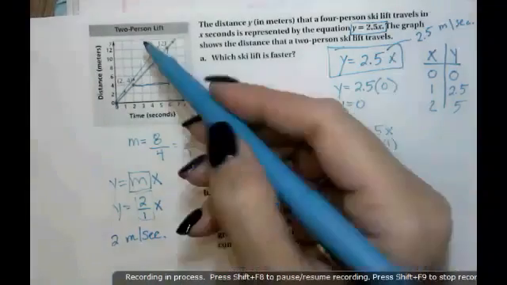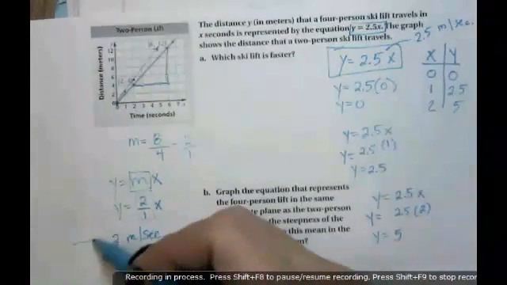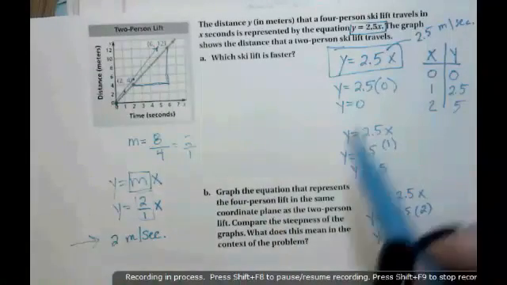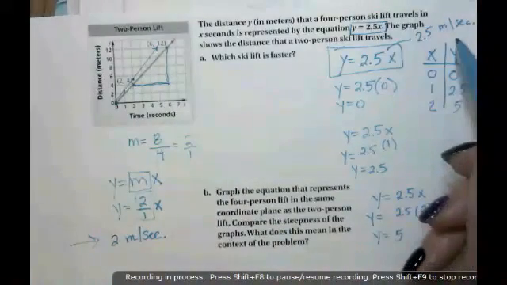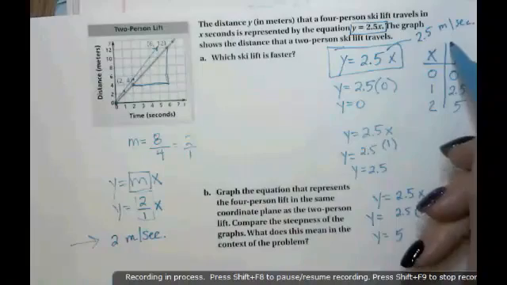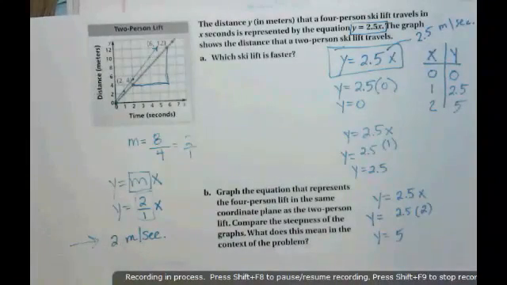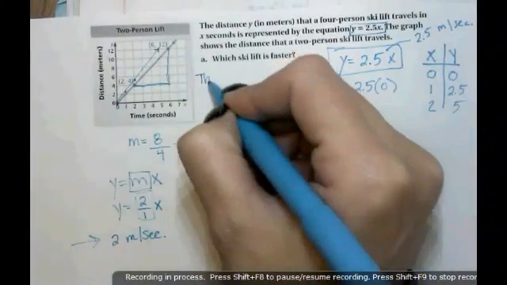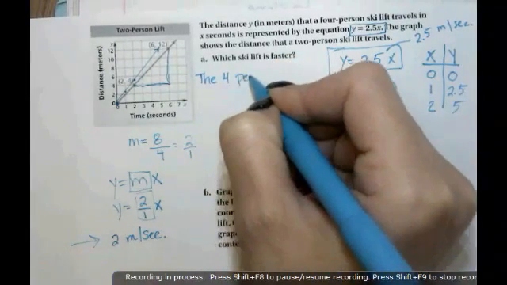If the two-person chairlift is traveling 2 meters per second, and the four-person chairlift is traveling 2.5 meters per second, which lift is traveling faster? The four-person lift.